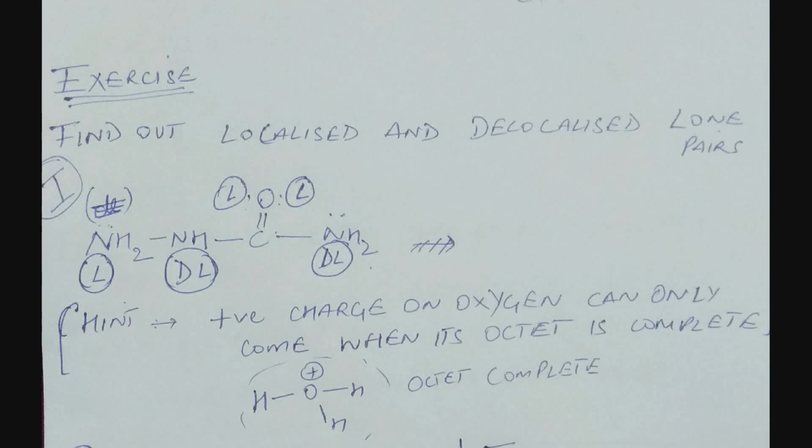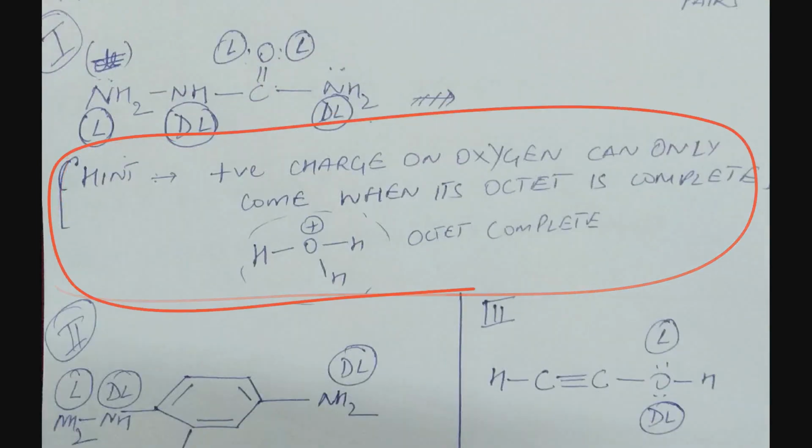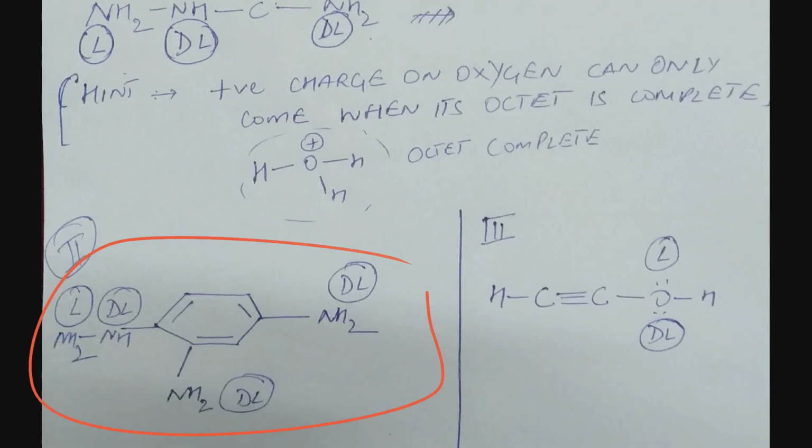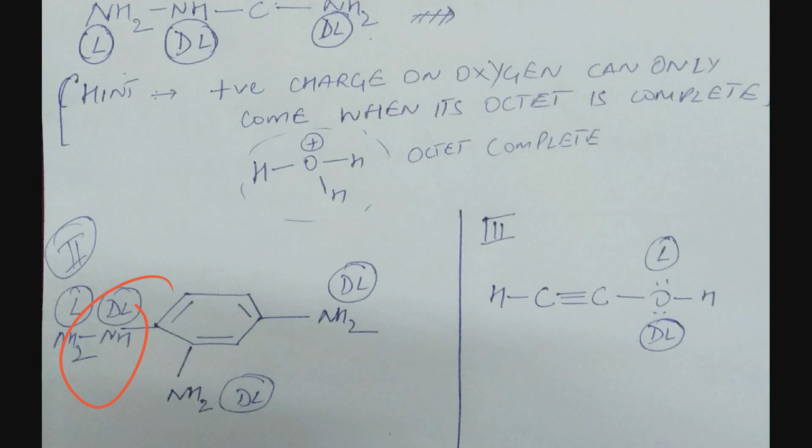Okay, now this is the thing which I have discussed already, that positive charge on oxygen can only come when its octet is complete. Okay, now let us consider this example. Now this will be localized because there is not any single double bond nearby. There is a single bond double bond nearby, and its hybridization will be such that it will not affect the ring. This will be also delocalized, and this will be also delocalized.